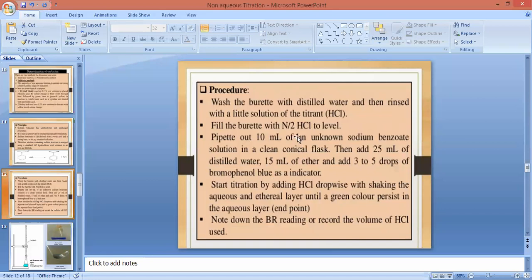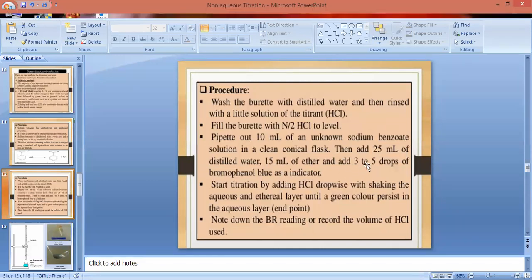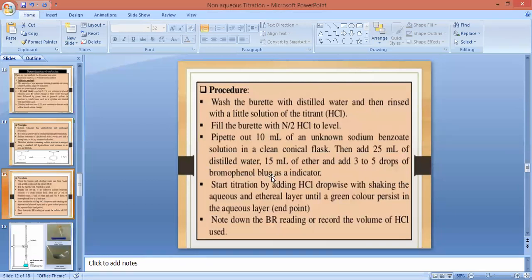So these will be the contents in the conical flask: 10 ml of our analyte whose concentration is to be determined, that is sodium benzoate. Next, for maintaining dilute conditions, we add 25 ml of distilled water. Next, for increasing the solubility of sodium benzoate, we add 15 ml of ether. And lastly, we add the indicator, 3 to 5 drops of bromophenol blue.